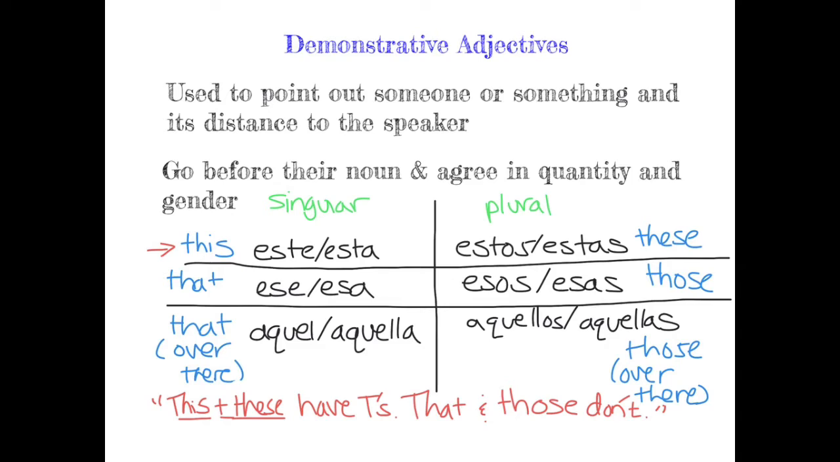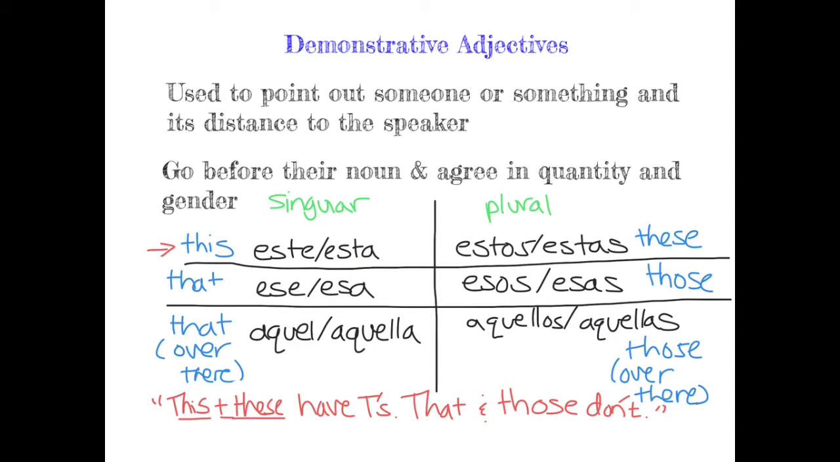Well, for this, we have este, esta. So masculine, feminine. And remember, this column's all singular. This. What if we want to say these, which is the plural form? Estos, estas. That. Ese, esa. Those, esos, esas. That, over there. Aquel, aquella. Those, over there. Aquellos, aquellas. So those are our demonstrative adjectives, and they're different variations based on gender as well as quantity.